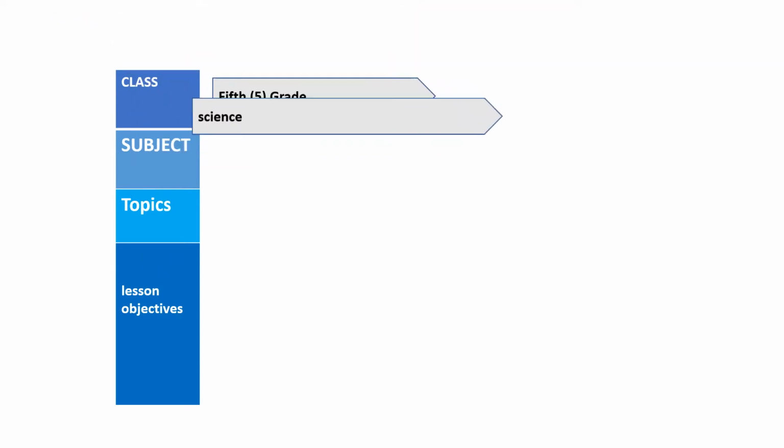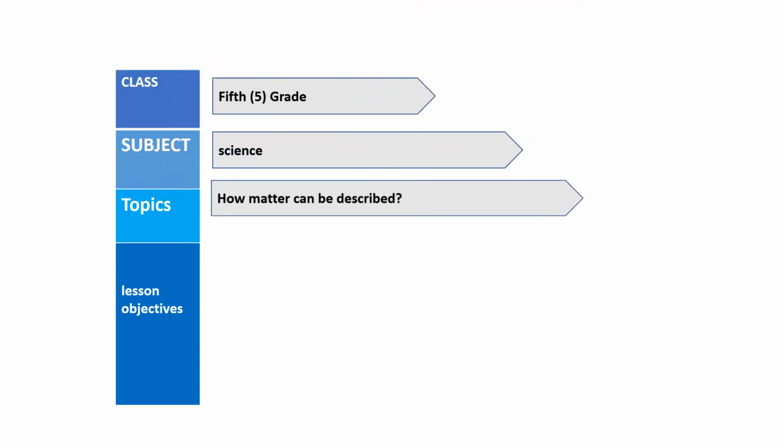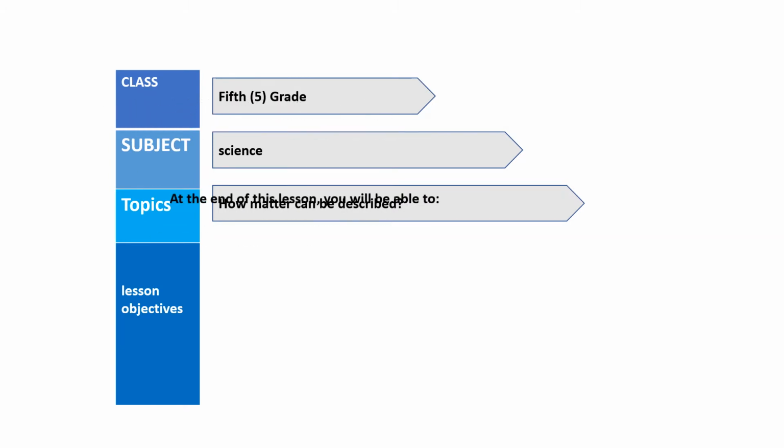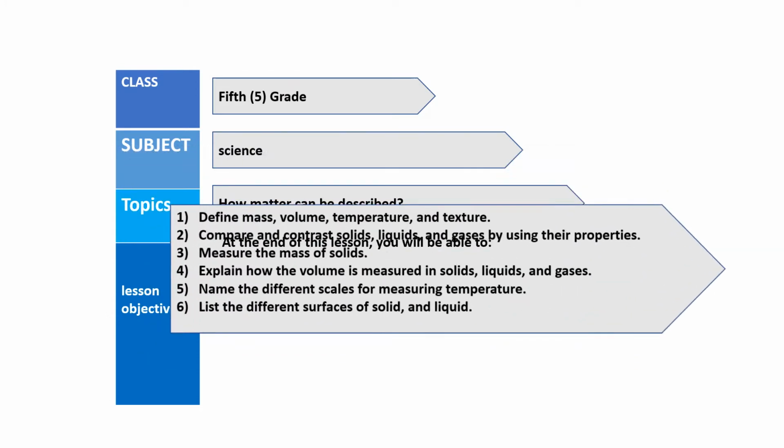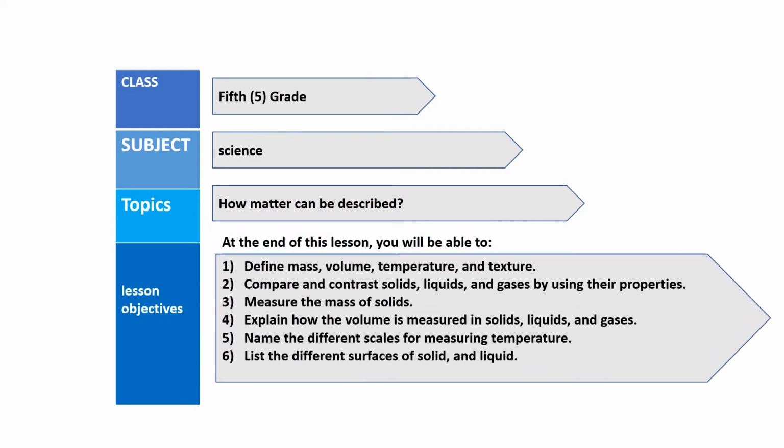Our topic today is about how matter can be described. At the end of this lesson, you will be able to define mass, volume, temperature, and texture. Compare and contrast solids, liquids, and gases by using their properties. Measure the mass of solids and explain how the volume is measured in solids, liquids, and gases.